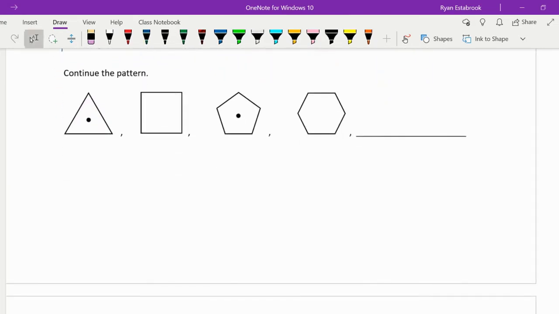Next example is our first geometry pattern. So look at these shapes, pause, and can you draw the fifth one? I'm going to assume you've paused and are ready to move on.